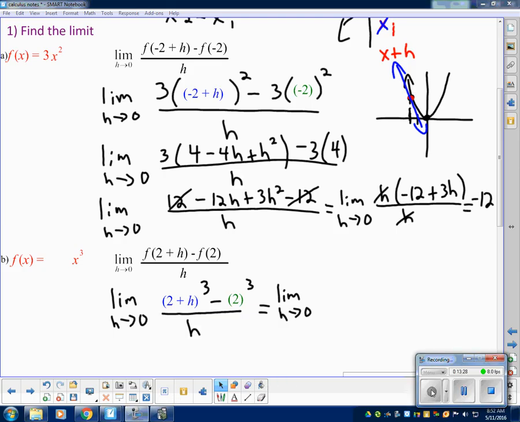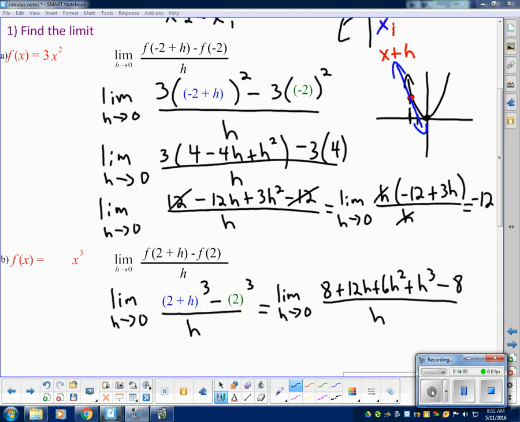Okay, so when we expand that out, we have 1 times 2 to the 3rd, which is going to be 8. And then plus 3 times 4 is 12h to the 1st. And then plus 3 times 2 to the 1st, h to the 2nd will be 6h to the 2nd, plus h to the 3rd. And then don't forget we have this other term over here. Minus 2 cubed is going to be 8. And then over h. Do you see why we need that 8 in here? Yeah, that's what gets rid of the other 8.